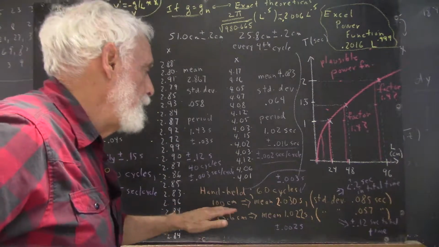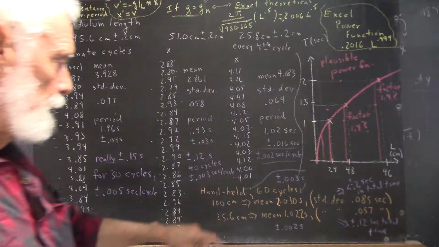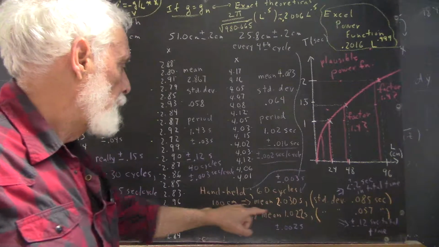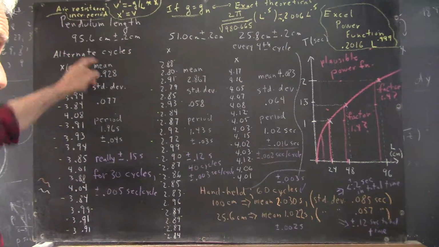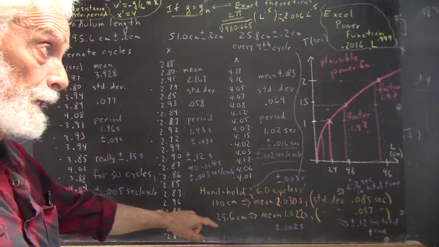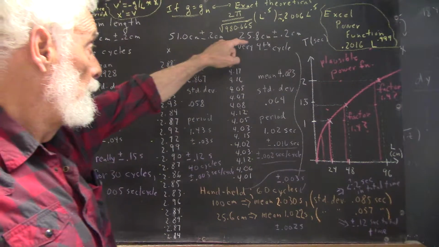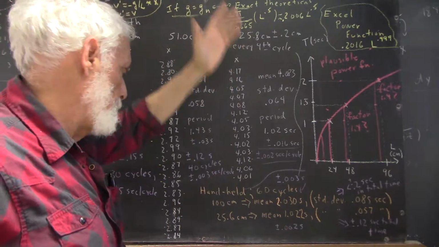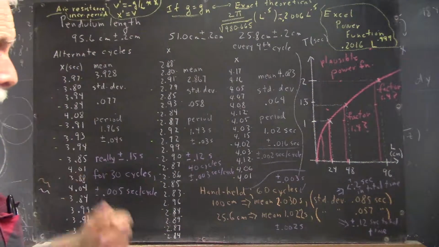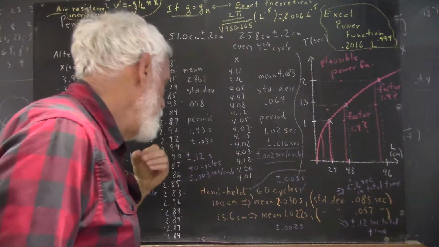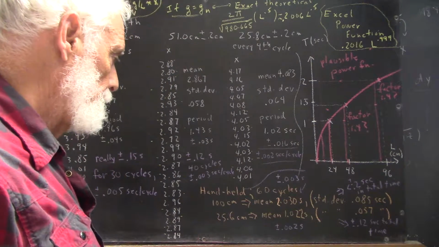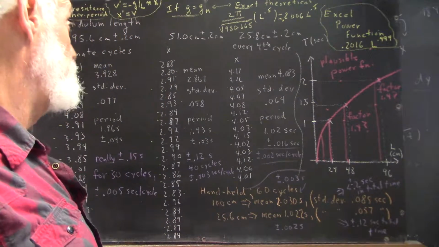So we see a small but significant difference, just 1 or 2%, for a handheld pendulum versus an anchored pendulum of length 100 centimeters, but no verifiable significant difference for a pendulum whose length is in the neighborhood of 25 centimeters. So that's all very interesting.